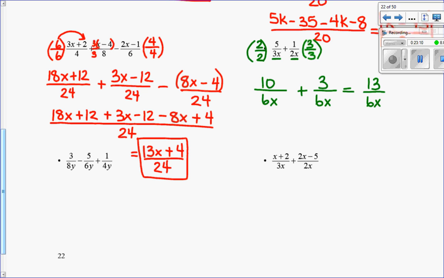Now this time I do have a non-permissible value of x, and that is that x cannot be equal to 0. So I have to list that with my answer. That's part of my answer.